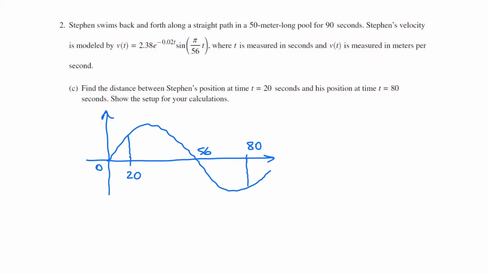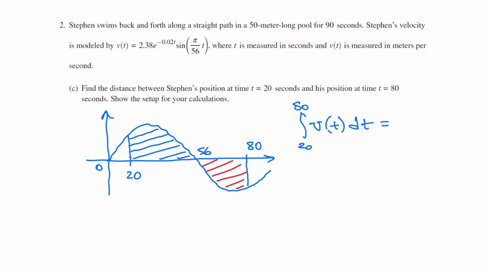We can see that in this case, Stephen moves in the positive direction. But then in this segment, starting at time equals 56 seconds, he actually moves in the negative direction. So what we need to do to find the distance is to calculate the integral from 20 to 80 of velocity, v of t dt. Let's pull out our calculators and do that.